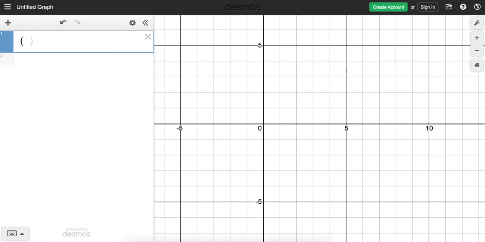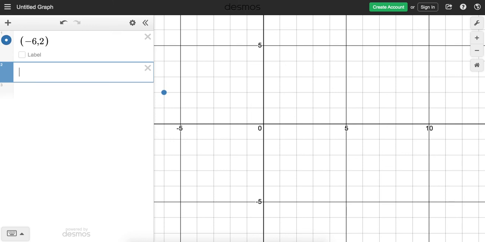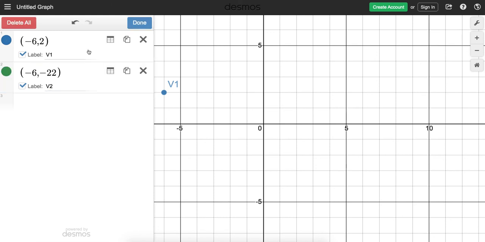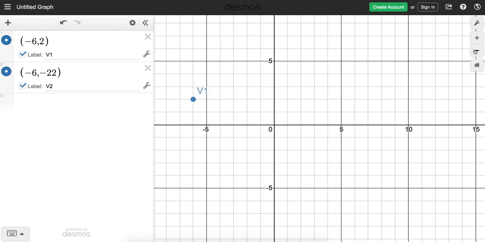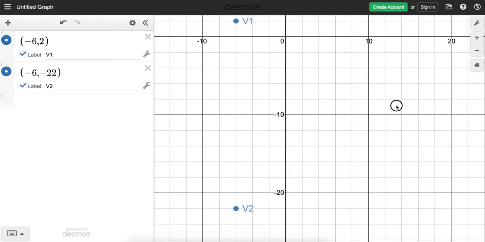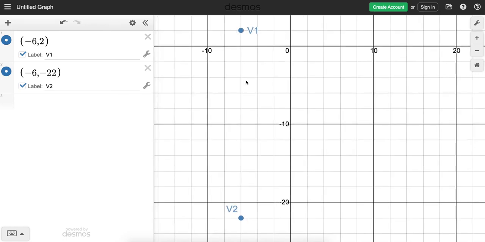So we have negative 6, 2 for one of our vertices, and we have negative 6, negative 22 for the other. So we'll label this V1, and we'll label this V2. We don't need a V1 and V2, we just label them V. But let me put them both in blue here. All right, so let's zoom out a bit. This time our vertices are vertical, so this ellipse is going to be taller than it is wide.